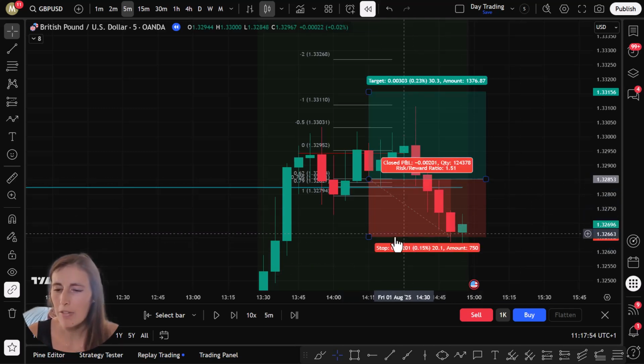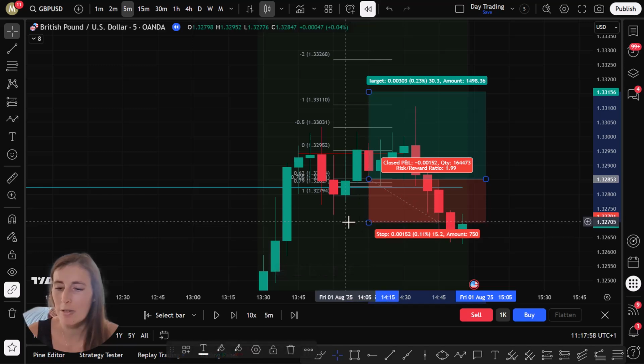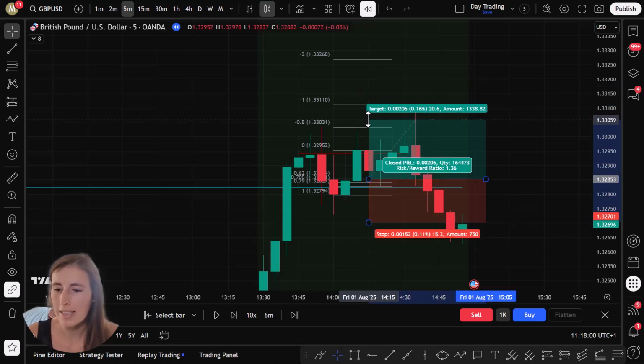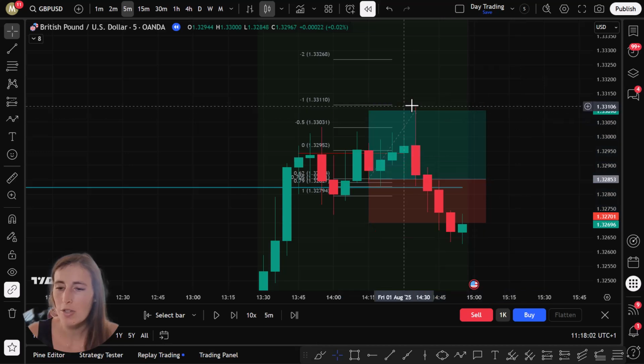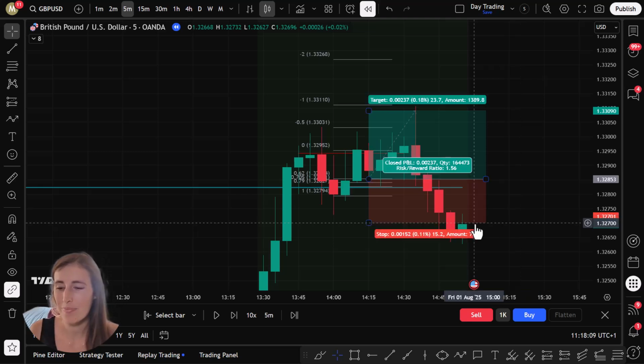And the frustrating thing about this loss is if I had used a tighter stop, which is what I considered to begin with, and my tighter target, I would have just made a profit here before it turned. But that's the nature of trading. You win some and you lose some.